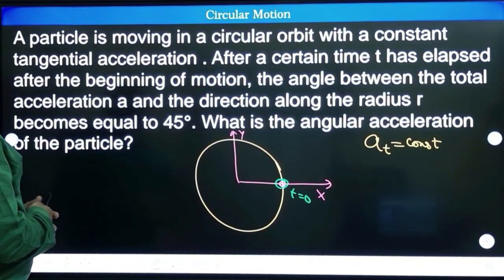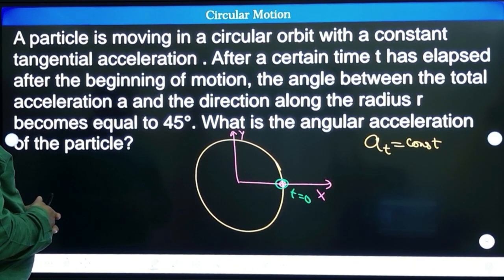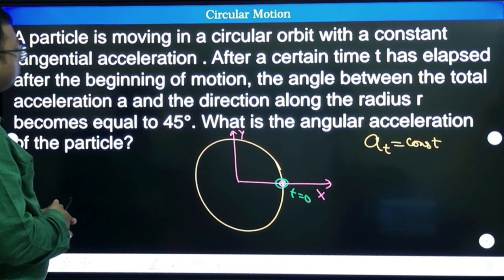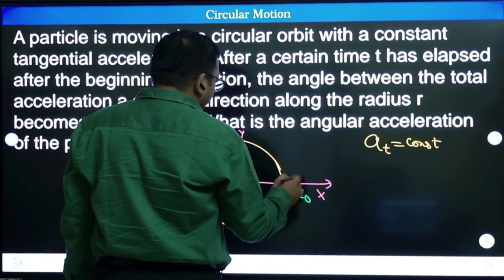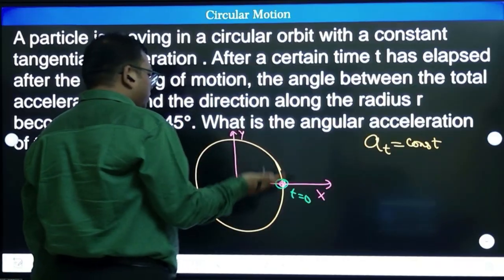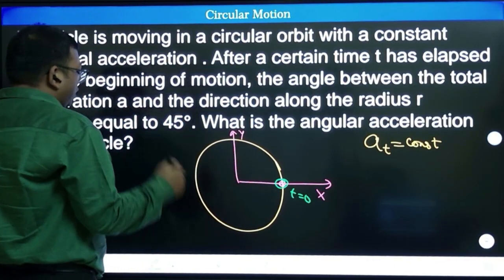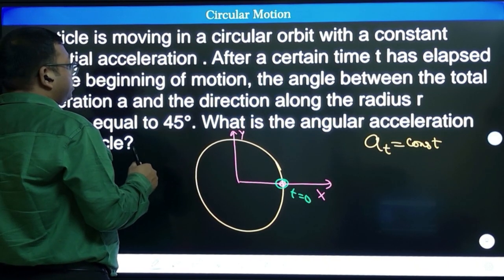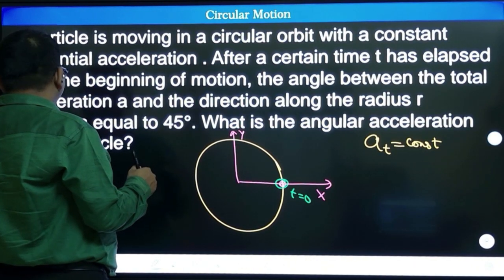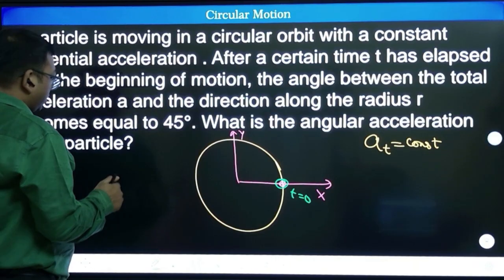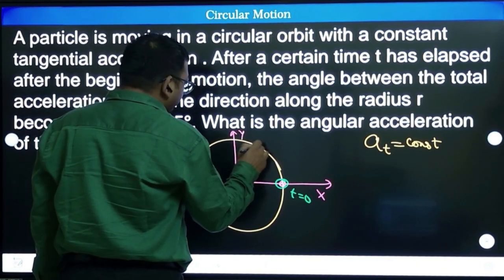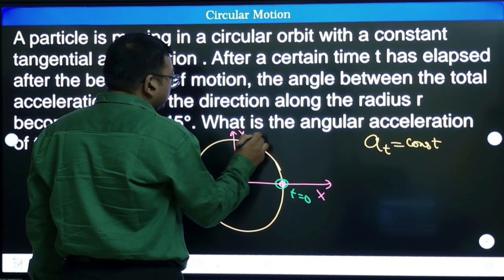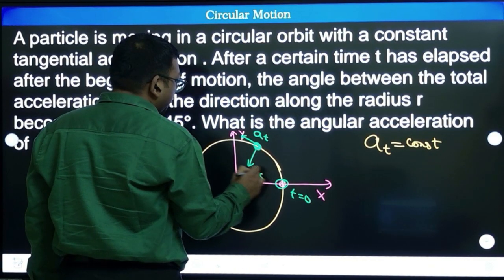So at time 0, the particle is moving in a circle, and we consider the time elapsed after the beginning of motion. Beginning of motion means initial angular velocity is 0, everything is 0 because initially it was at rest. After some time, they say the angle between total acceleration and the direction along the radius is given. At any point it will have two kinds of acceleration, tangential as well as centripetal. Both accelerations will be there.